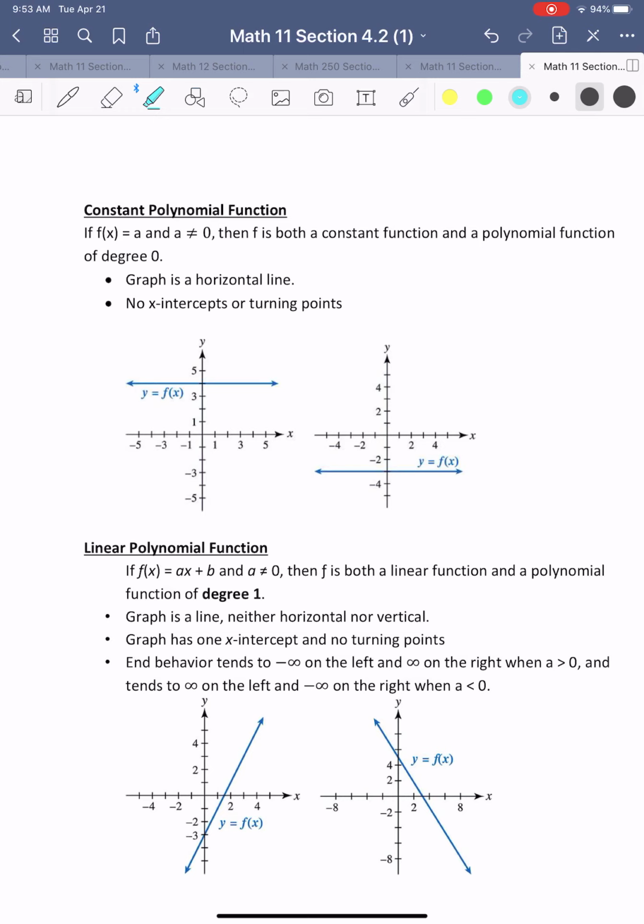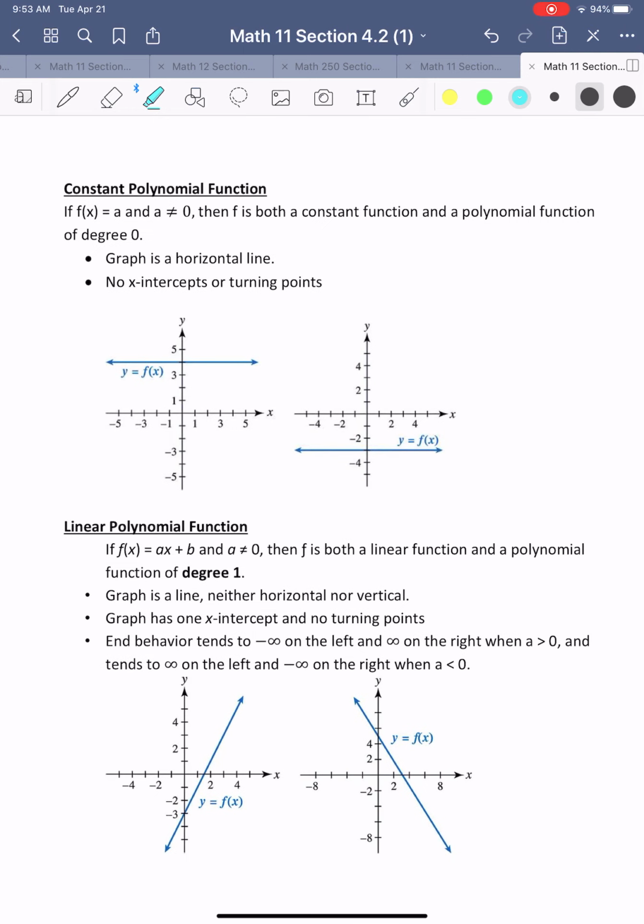Constant polynomial functions. When we have a constant polynomial function, the slope is 0 and the degree is 0. So the graph is a horizontal line. There's no x-intercept, except when the line is the x-axis itself. And you always get the same y value, like negative 7, for this function. So that's a polynomial of degree 0, and the slope is 0.